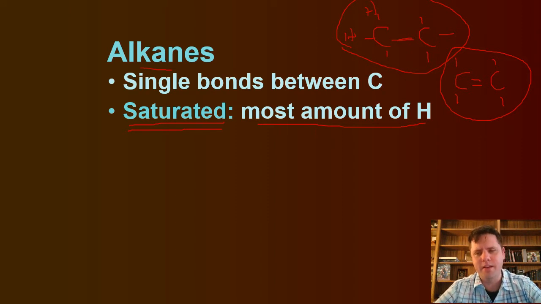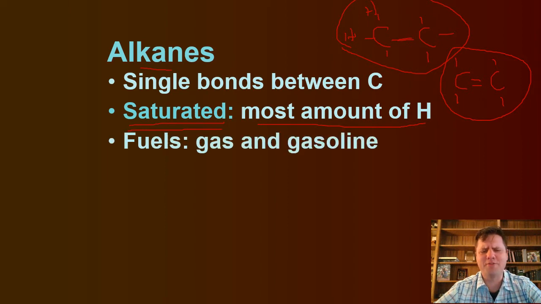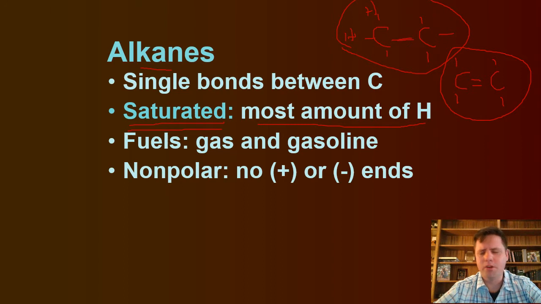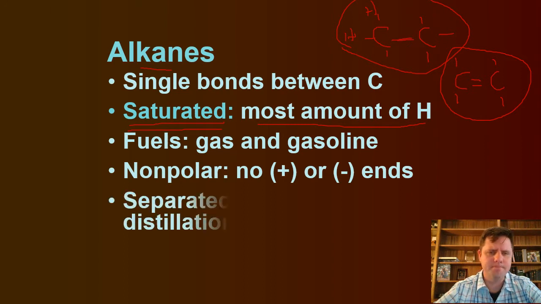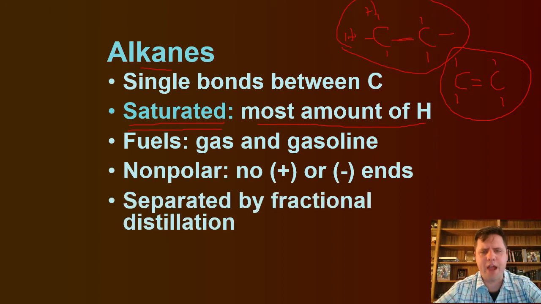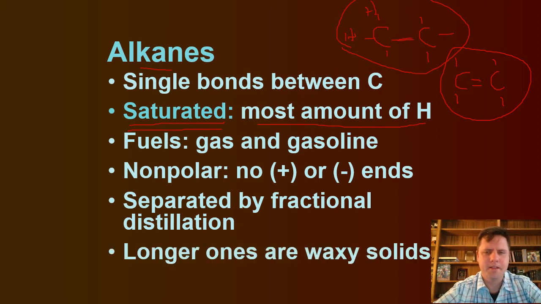So alkane aliphatics are molecules that have a maximum number of hydrogen atoms attached to them. A lot of fuels, gas and gasoline, are alkanes. They are nonpolar. They have no positive or negative ends to them. They are separated by fractional distillation, which is something that is happening here in Houston for sure. You can see distillation towers around, especially down the ship channel area. And longer ones are waxy solids.